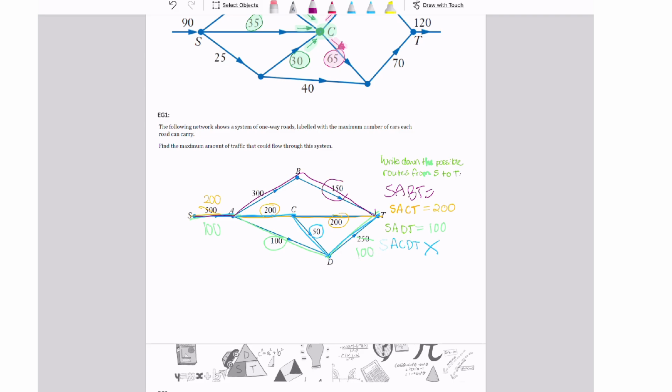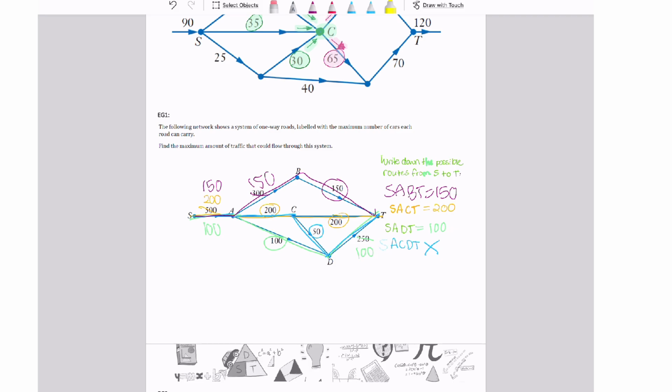Smallest number is 150. Making sure I'm not going over that 500 on that first one where I'm overlapping, and I'm not. Okay, so I'm using a total of 450 in that first pipe, which is under 500, so I'm fine.